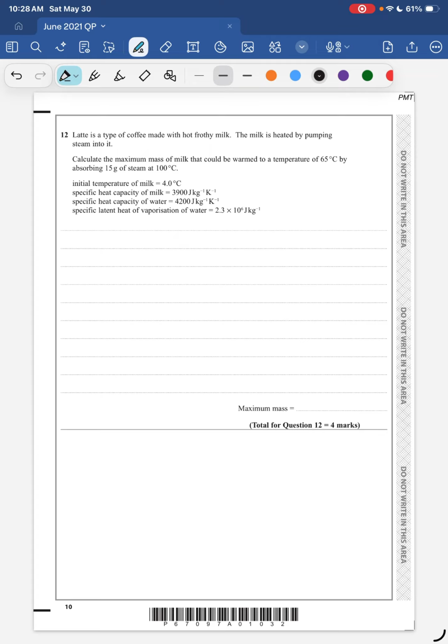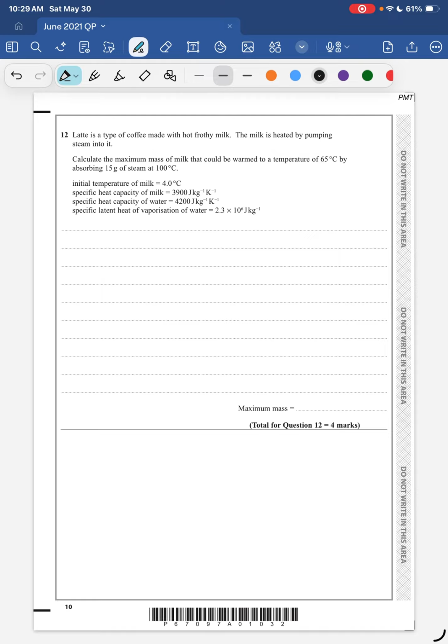Okay, so latte is a type of coffee made with hot frothy milk. The milk is heated by pumping steam into it. Calculate the maximum mass of milk that could be warmed to a temperature of 65 degrees Celsius by absorbing 15 grams of steam at 100 degrees Celsius. And they give you the initial temperature of milk, specific heat capacity of milk and water, and the specific latent heat of vaporization of water.